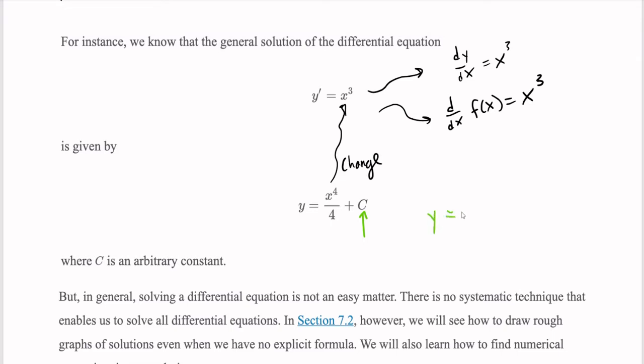How about this function? y equals x to the fourth over 4 plus 3. Take the derivative. y prime equals 4x cubed over 4. Derivative of a constant is 0. Oh okay, I see it. x cubed. So it didn't matter what constant I put here for the c, because it doesn't actually do anything in terms of y changing. So we often get a very large, infinite in this case, family of solutions. Many, many, many solutions to these.